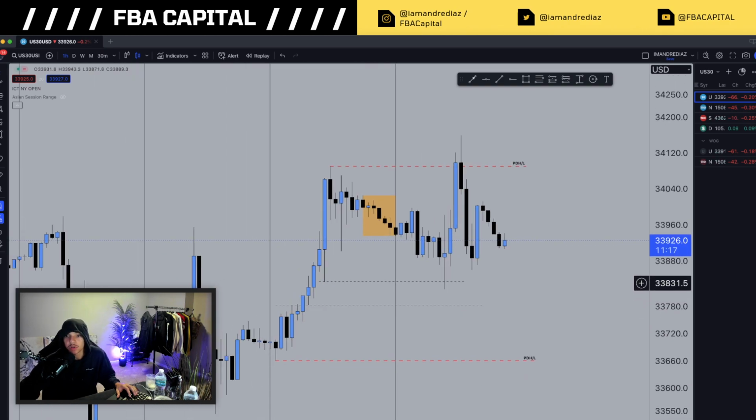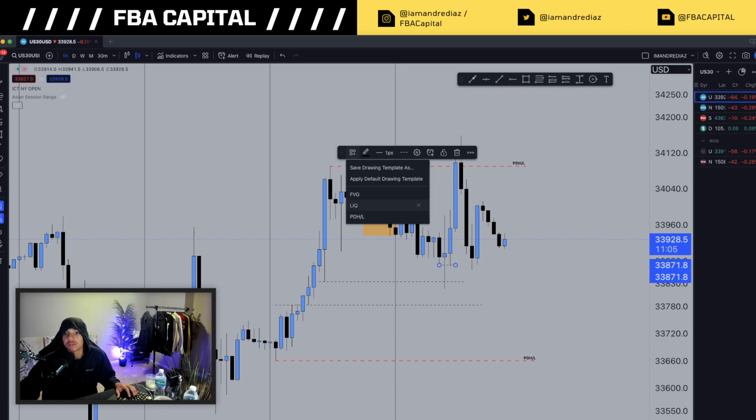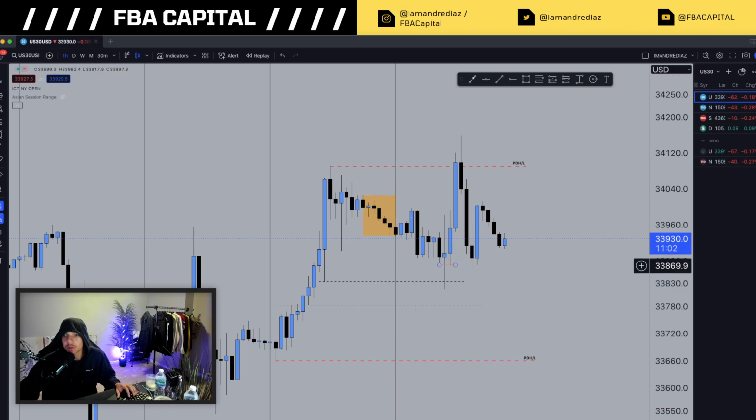So boom, we have this 4-hour imbalance that price traded into at what time? 9:30. So at 9:30, price ran below the 8 o'clock low, doing what? Draw of the liquidity. So it ran below these lows, stopped everyone out that thought it was going to be going higher, came down below, tapped into the 4-hour fair value gap before eventually rallying higher, targeting what?